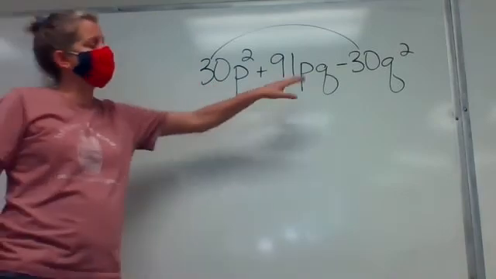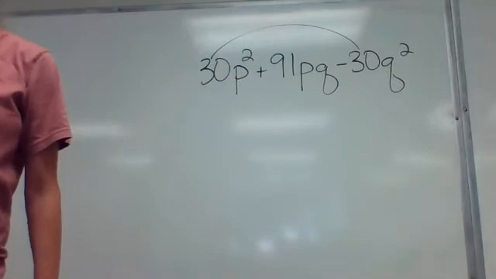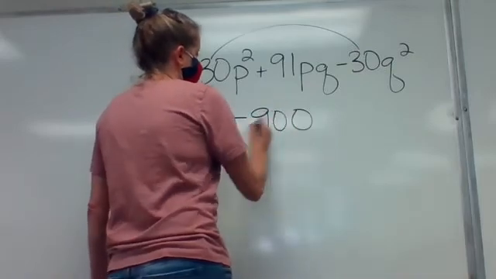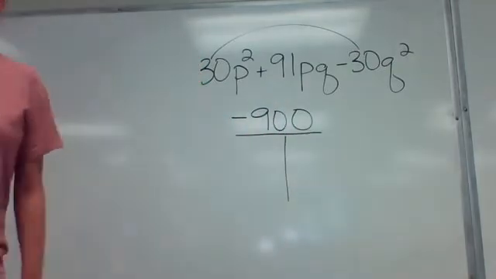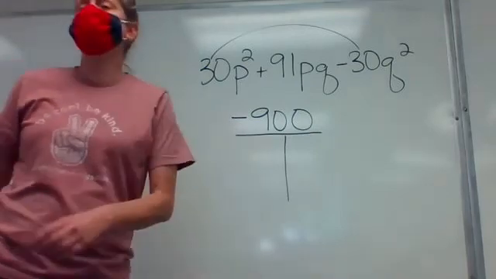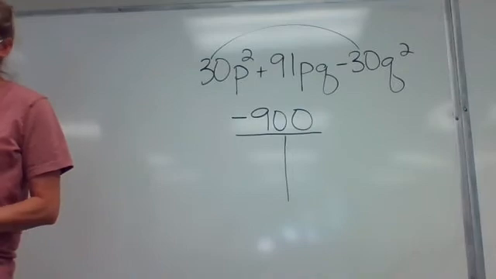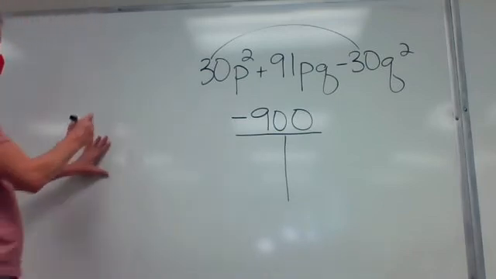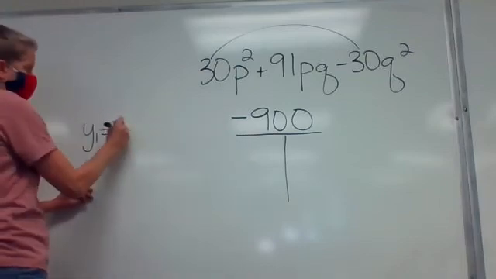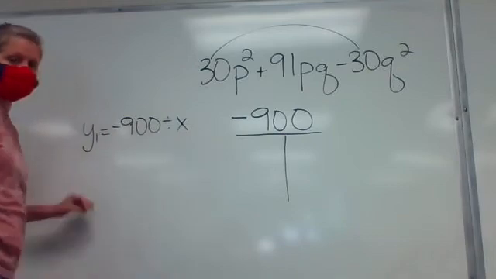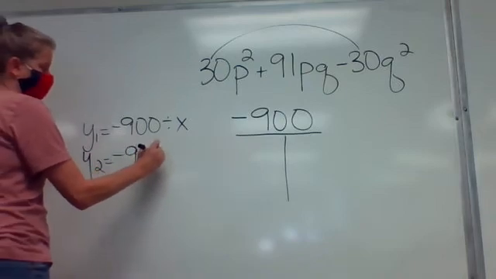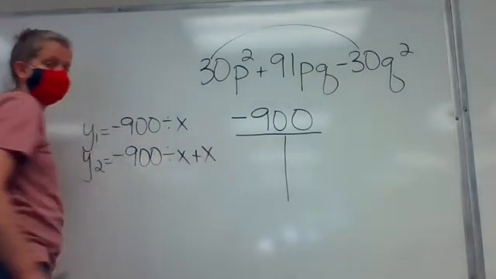So what do I have? I've got 30 times negative 30, which gives me what? Negative 900. Let me tell you, the last thing in the world I want to try and figure out is all the ways to multiply to get negative 900. This is where your calculator earns its due. It will do that for you. What do you put? You put in the first y equals, whatever that is, negative 900 divided by x. In the second y equals, you do the same thing. Negative 900 divided by x plus x.